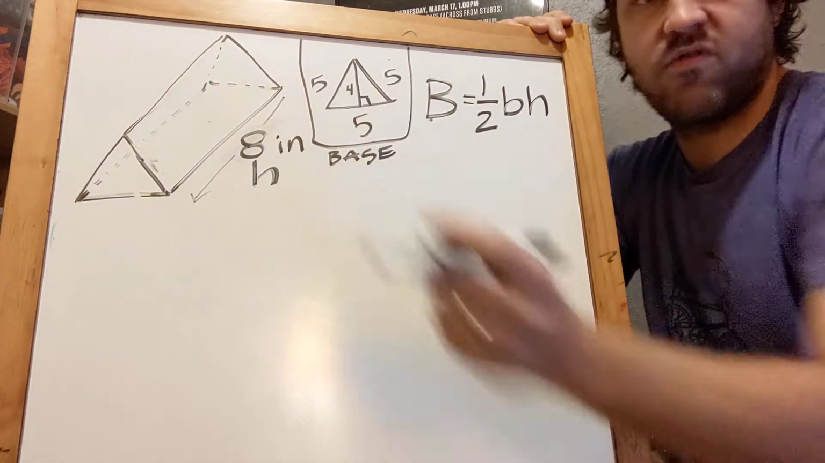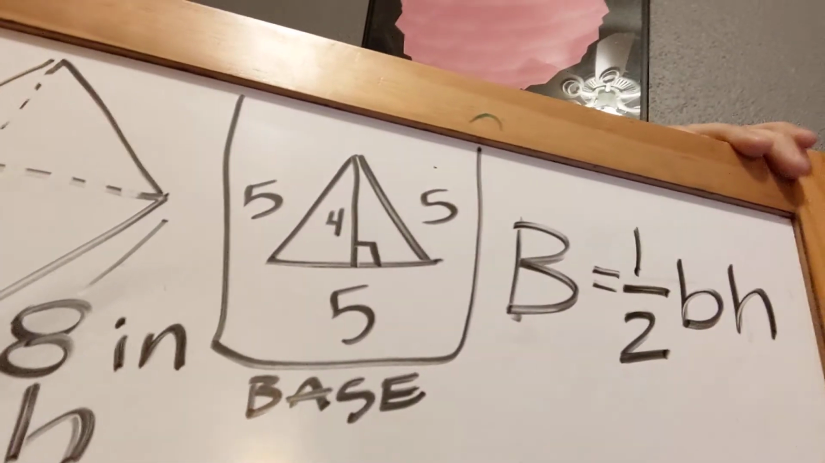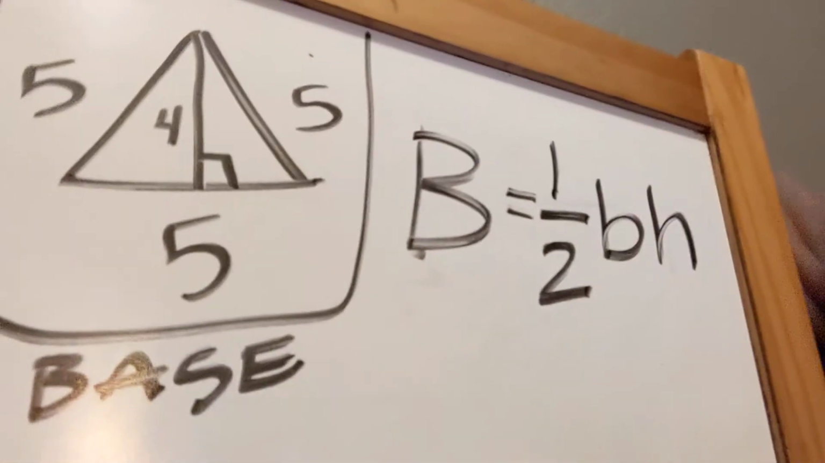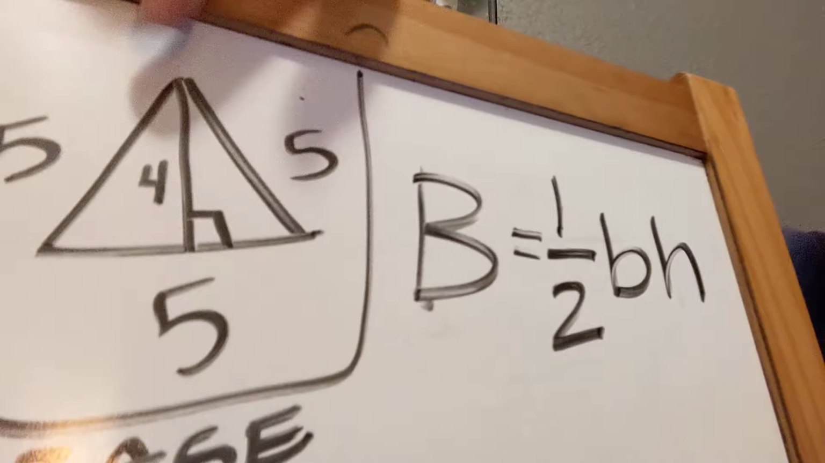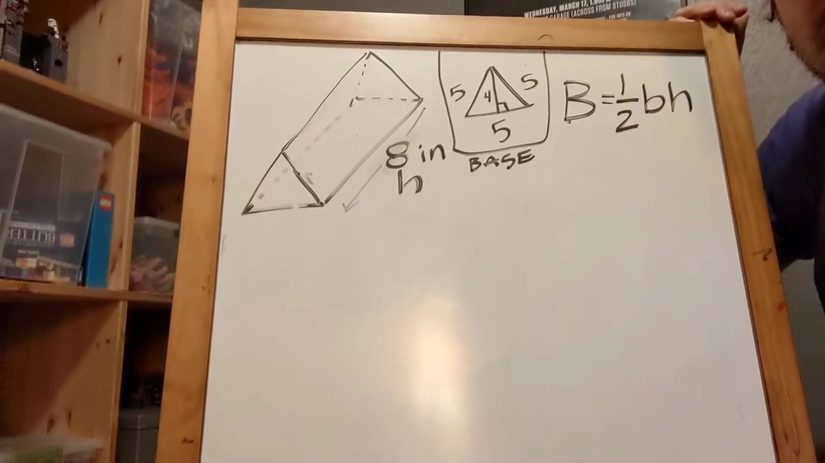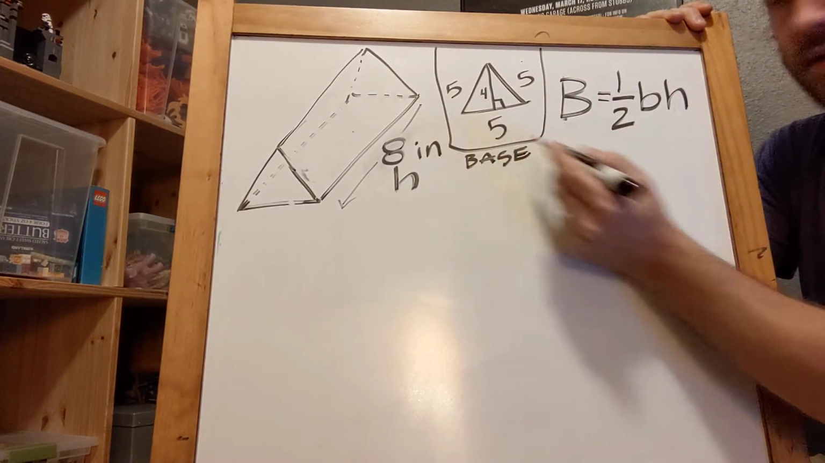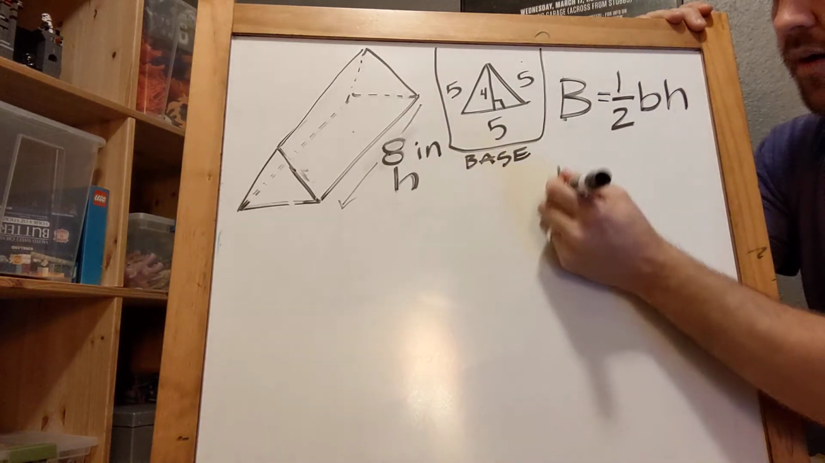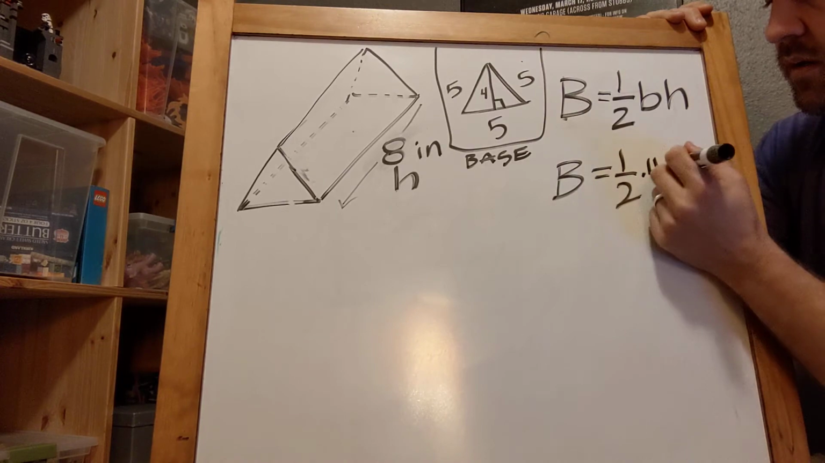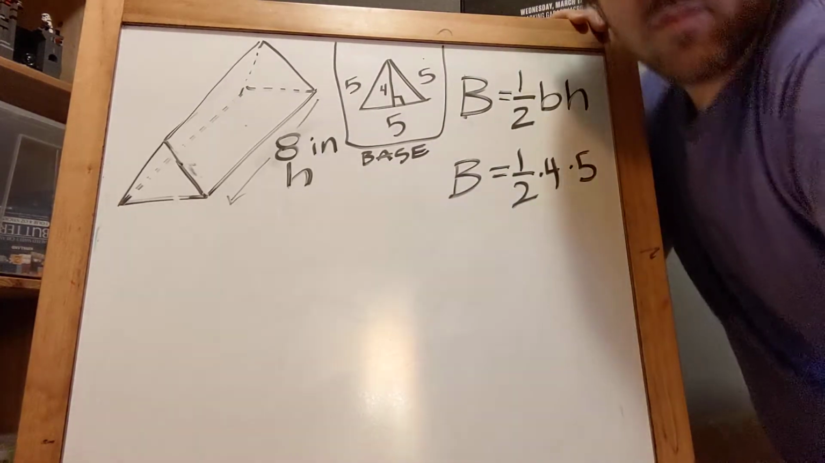So that means that this 4 is the base height, in other words, the height of the base of the triangle, that 4 right here. So these are the exterior dimensions, 5, 5, and 5. And so let me put this back. All right, we're going to go in, and that's the base and height. So the base is going to be 5, and the height is going to be 4. So our base area is 1/2 times 4 times 5.